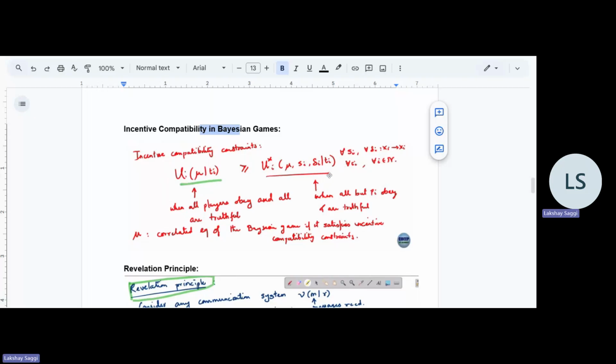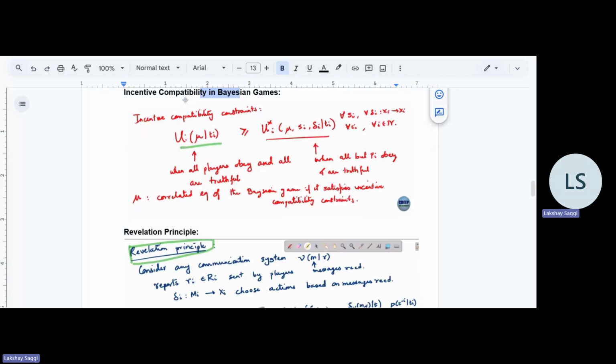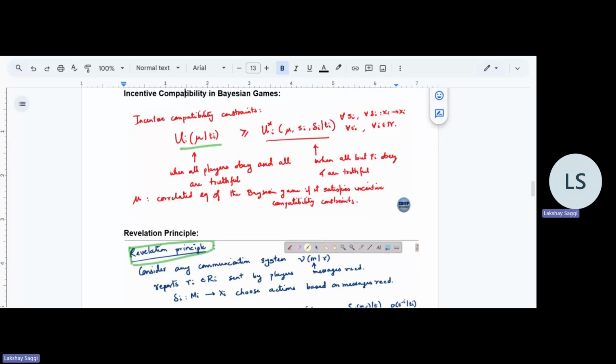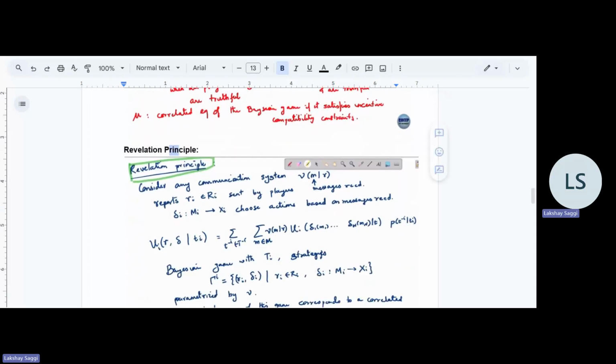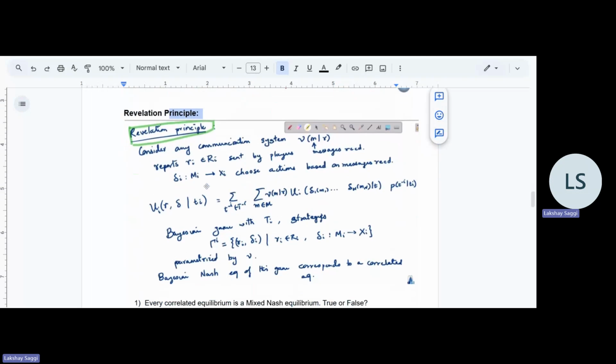Okay, so this is just a brief overview of incentive compatibility in Bayesian games. In the last 10 minutes of the lecture videos, there was a discussion around the revelation principle. So on a high level, what is this revelation principle?